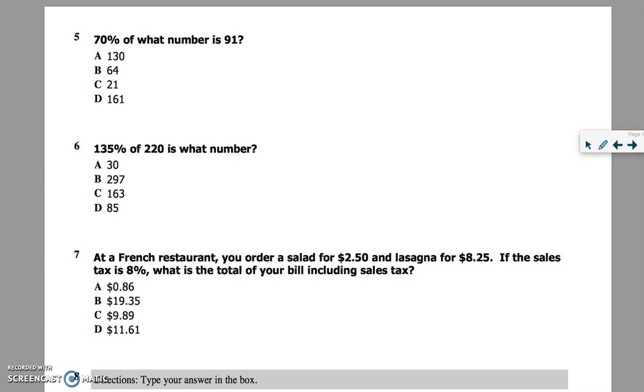70% of what number is 91? We're on number 5. I showed my students in my class that you can translate it. 70% would simply be written as 0.7. Change it to a decimal. Of tells me to multiply. What number? Let's use y, since I just used the x to signify multiplication.